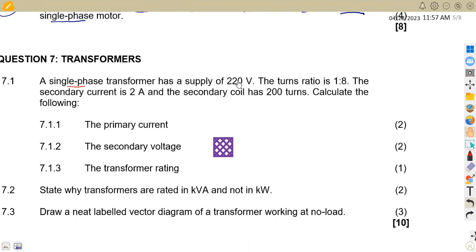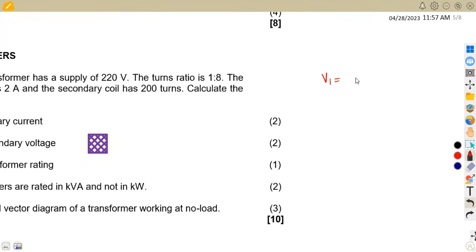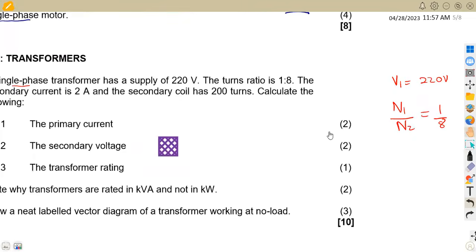We have a supply of 220 volts, which means we are having our V1, the supply of 220 volts. The turns ratio, remember the turns ratio is taken from N1 over N2, in this case, which is 1/8. It's given as N1 to N2, that is primary to secondary, which is 1:8. So it's 1/8, N1 over N2, or you can use Np for primary and Ns for secondary. But in your formula sheet, they use N1 and N2, so that's why I'm using the 1 and the 2.